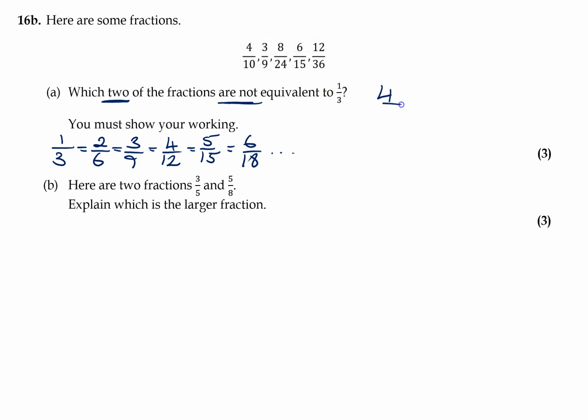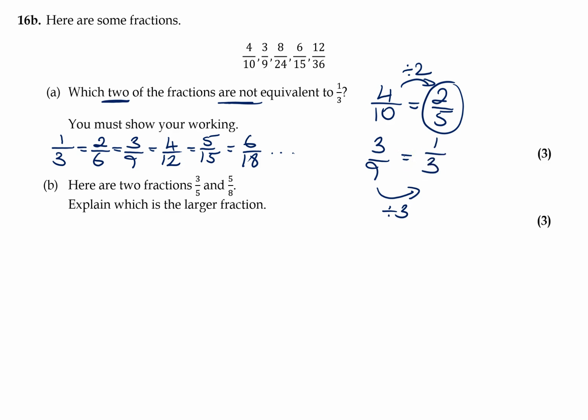So 4/10 cancels down to 2/5 because we can divide by 2, so that's not equal to a third, so that's one that we want. 3/9, this divides by 3 to give us 1/3, so that's not the one we're looking for. 8/24, divide by 8, and we get 1/3, so that's not the one we're looking for.